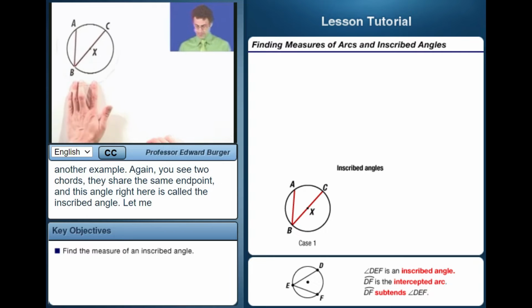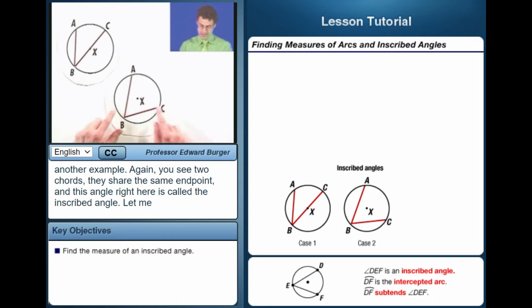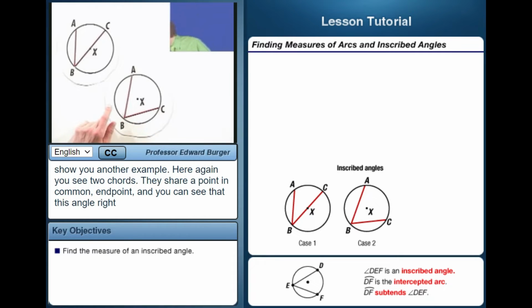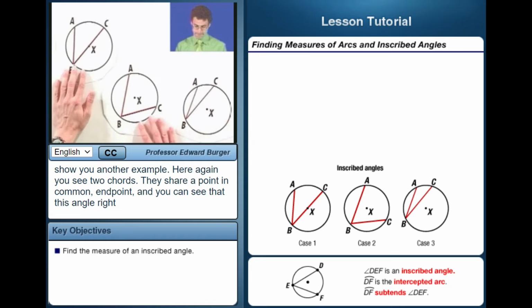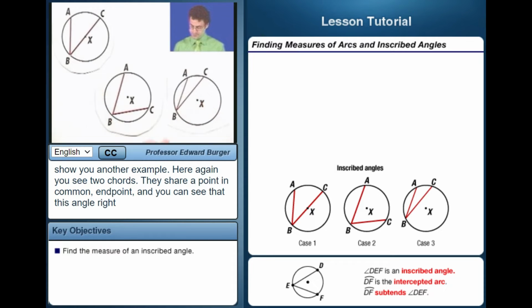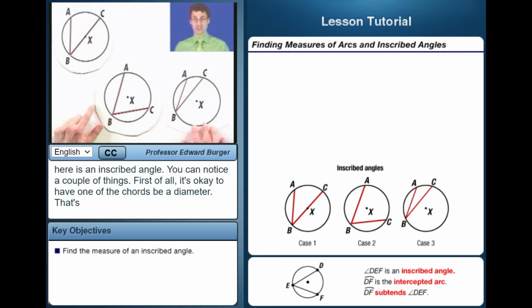So here's an example. Here's another example. Again, you see two chords. They share the same endpoint. And this angle right here is called the inscribed angle. Let me show you another example. Here again, you see two chords. They share an endpoint in common, and you can see that this angle right here is an inscribed angle.